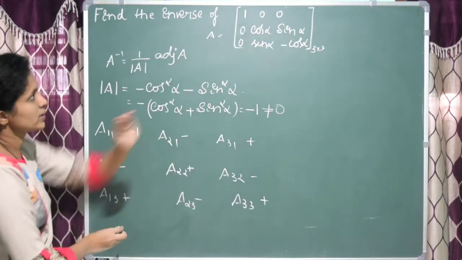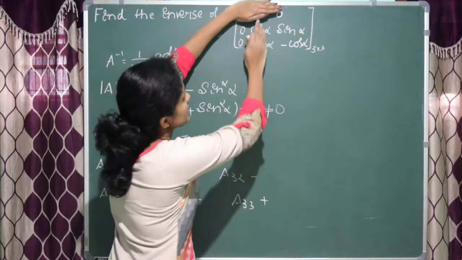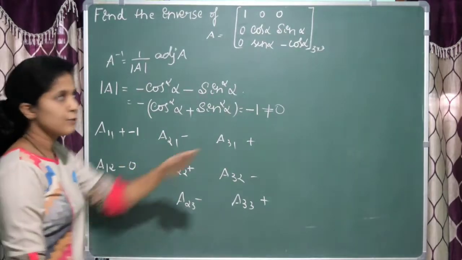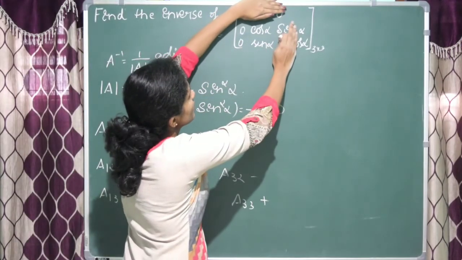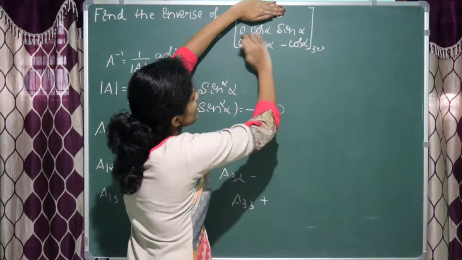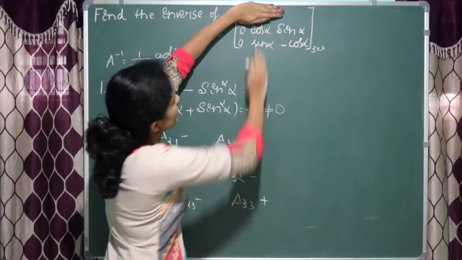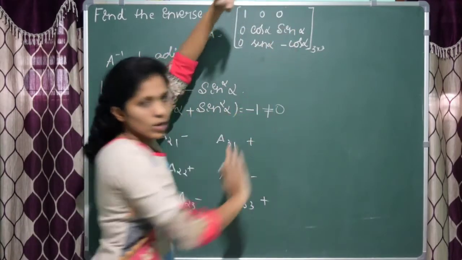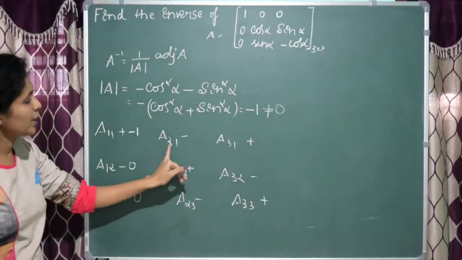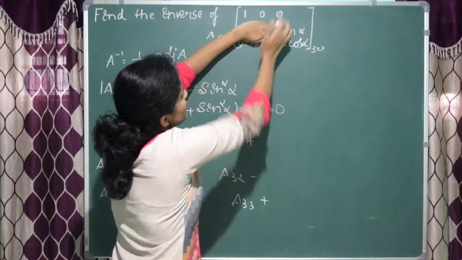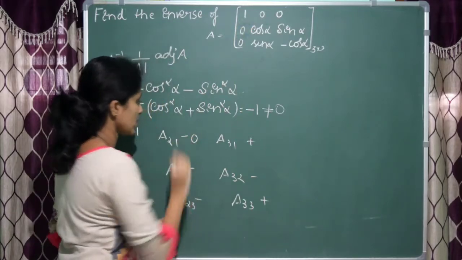Next, A12. Delete first row and second column. So, this will be 0. A13. Delete first row and third column. Again, this is equal to 0. A12 is 0, right? First row and second column. First row and third column. Both are equal to 0. A21. Second row and first column. So, this will be 0. This will be 0. So, this is equal to 0.